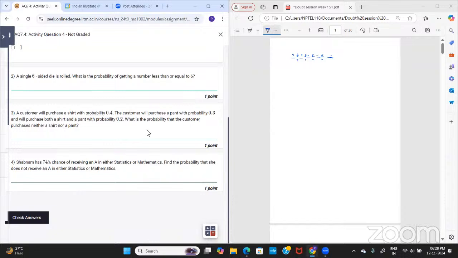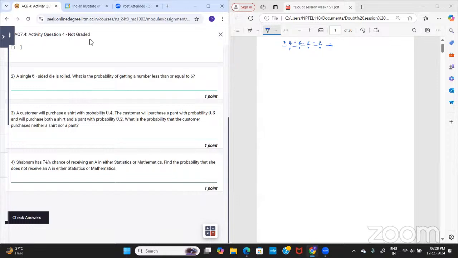Yeah, so suppose a customer will purchase a shirt. Let's represent it by S. So S represents that he will purchase a shirt, and P is for pant.